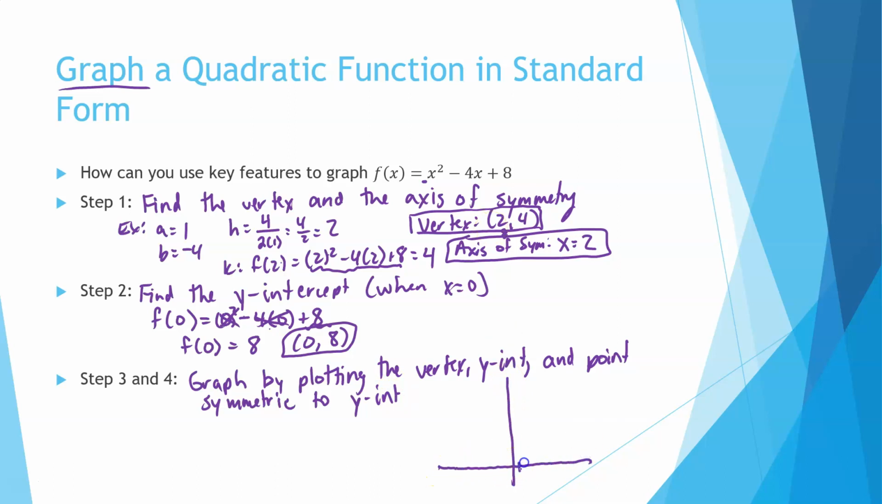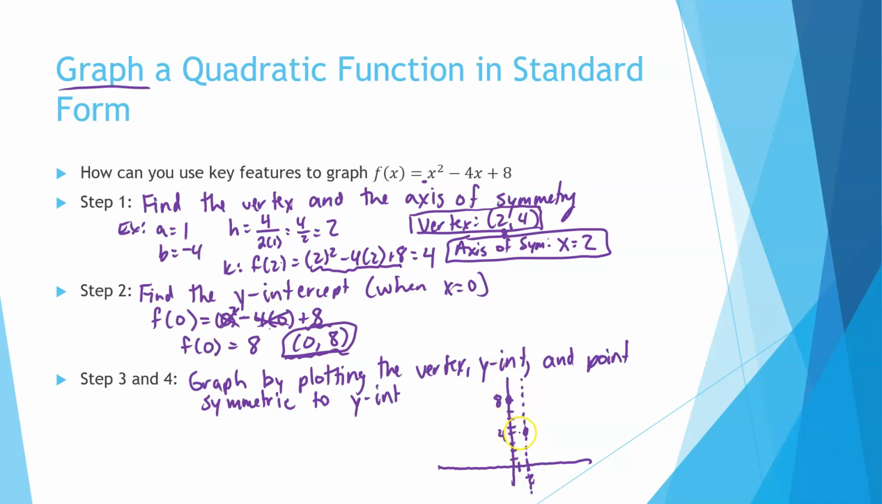Again, I know my vertex is over 2, up 4. So I get that on my graph. You are allowed to, and remember sometimes Pearson has you draw in that line of symmetry, just as a visual. And then we found out that our other point we know is 0, 8. So 4, 5, 6, 7, 8. That's this point. Now the last thing I need is its point of symmetry.